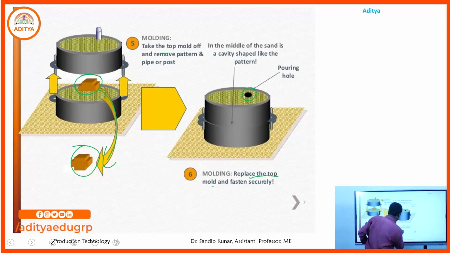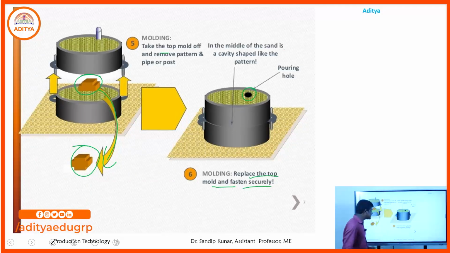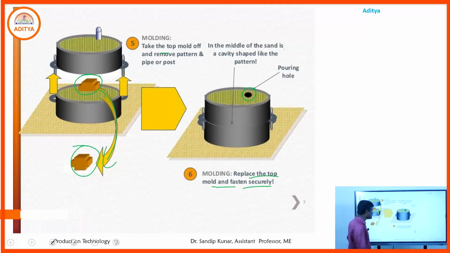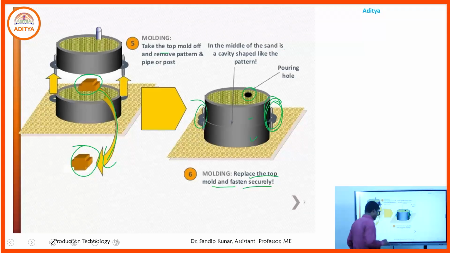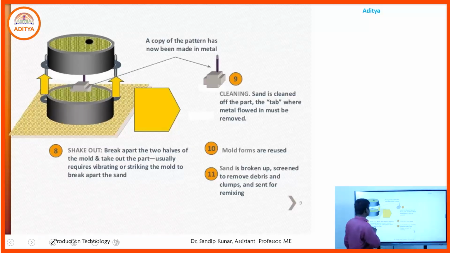Replace the top mold and fasten securely. After formation of the molding part, meaning the cope and drag parts, we fasten them properly and securely. Then, for a copy of the pattern, we pour the molten material through that particular sprue, and the molten material comes to the mold cavity. After pouring the molten material, that type of product will be produced.